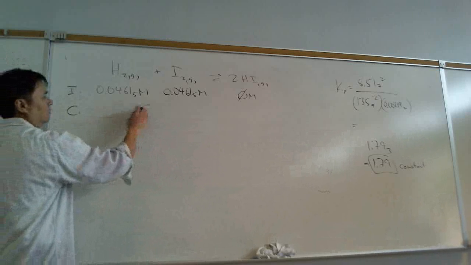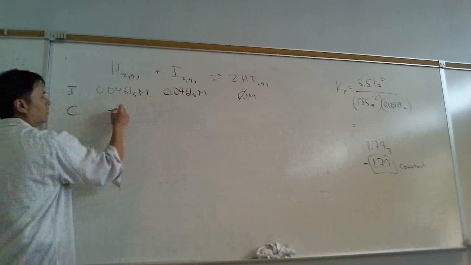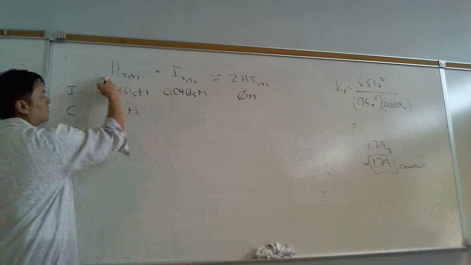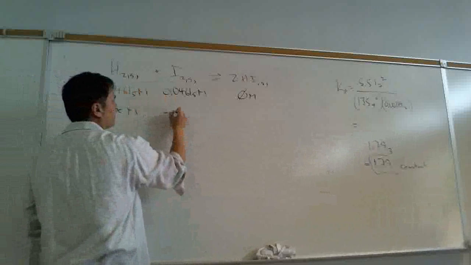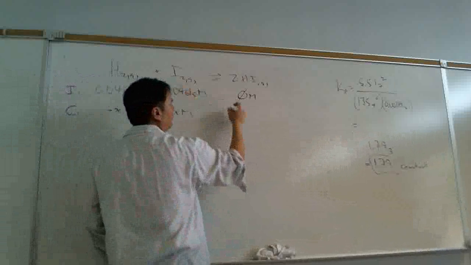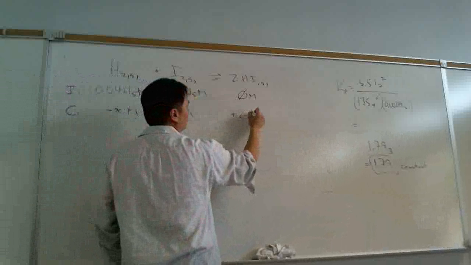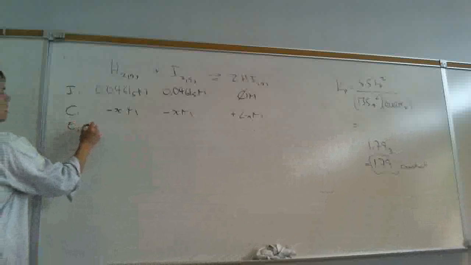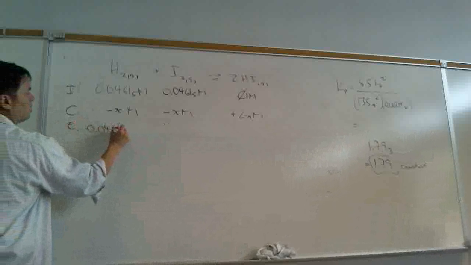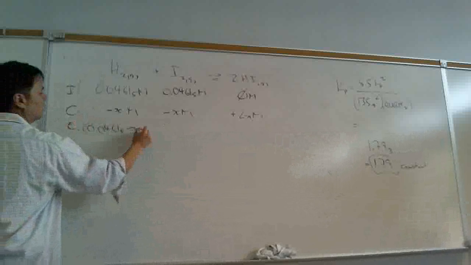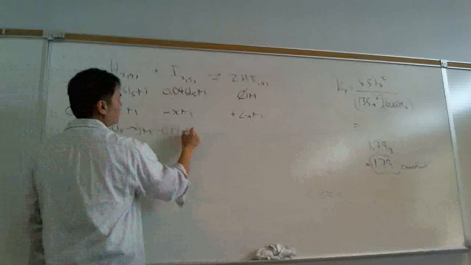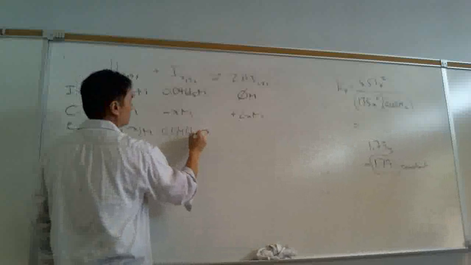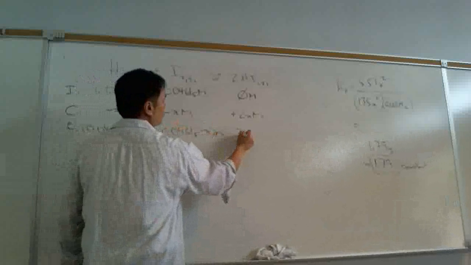I mean, we can't go negative, in other words. So it's going to be minus X molar because the coefficient is 1. This is going to be minus X molar. And this is going to be plus 2X molar. So this will change. And so at equilibrium, I'm going to have 0.04615 minus X molar, 0.04615 minus X molar, and 2X molar.